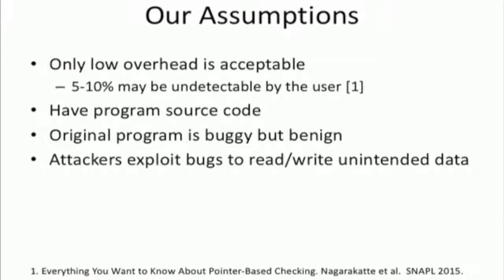So this is going to further frame the problem and how our solutions to that problem are going to be based on these assumptions. So we assume that only low overhead is acceptable. So when we say low overhead, ideally we're getting down to 5 or 10%, because this paper theorizes that if the overhead is only between 5 and 10%, the end user might not even perceive it. We assume that we have the program source code because, as I mentioned, we're a compiler-based mechanism. We recompile the program. And we assume that the original program contains bugs. So the original program should properly process expected input, but the attacker can potentially create malicious input that causes the program to leak sensitive data or to corrupt sensitive data.